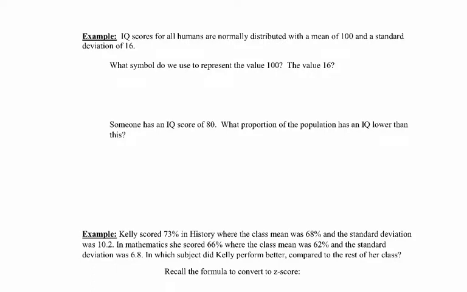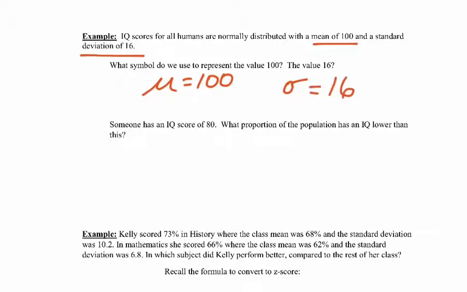It says IQ scores for all humans are normally distributed with a mean of 100 and a standard deviation of 16. So first, what symbol do we use to represent the value 100? That's our mean, so we can say mu equals 100. The value of 16, that's our standard deviation, so we'll say sigma equals 16.